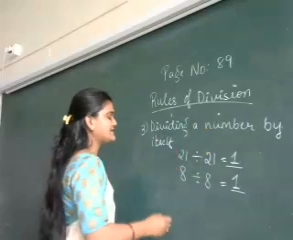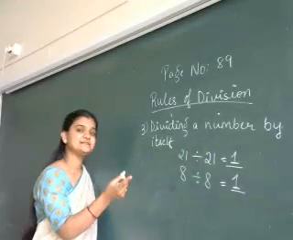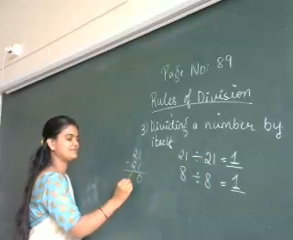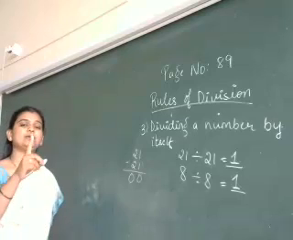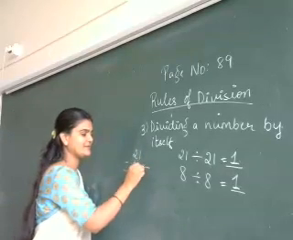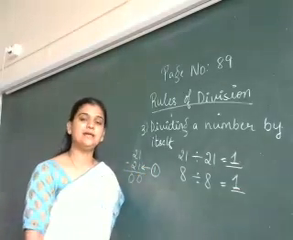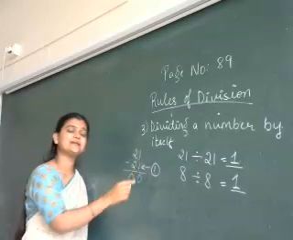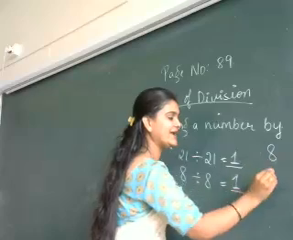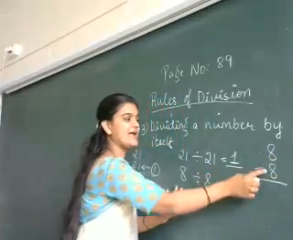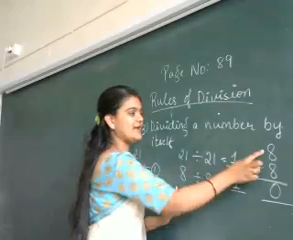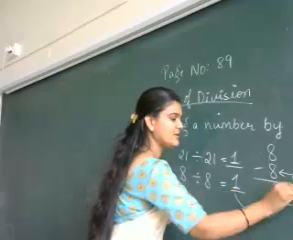Now, dividing a number by itself, what is it, children? Since division is also repeated subtraction, see 21. You can subtract 21 again. How many times can you subtract like this? Yes, it is only one time. From 21, you can subtract 21 only one time. Division is repeated subtraction. So our answer is 1. Next, 8 divided by 8. 8 minus 8, dividend and divisor. How many times can you subtract? Only one time. So the answer is 1.